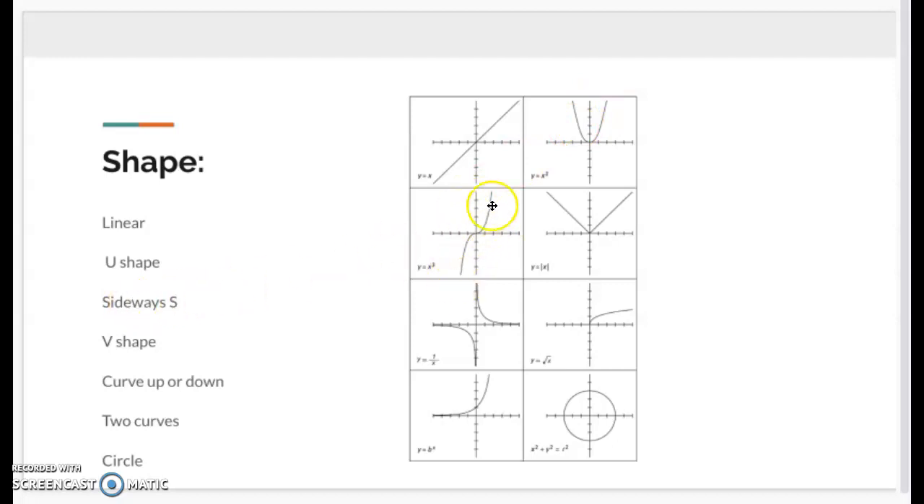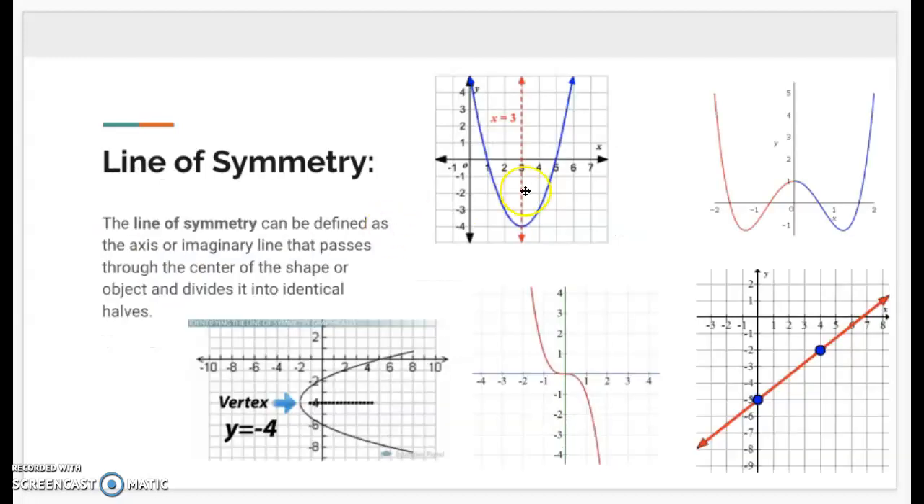Maybe a sideways S, maybe a V shape. You might have two curves that are opposite of each other. Maybe you just have one curve from the center of the graph. Again, we have a curve here, or we have a circle. These are our different shapes. Again, this is the first thing you're going to tell me about the graph. Very simple, easy. The second thing that we're going to talk about is the line of symmetry.